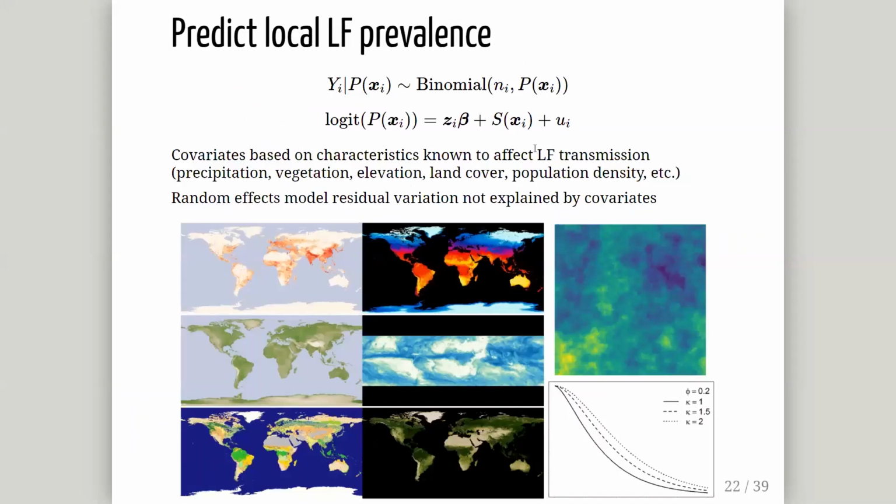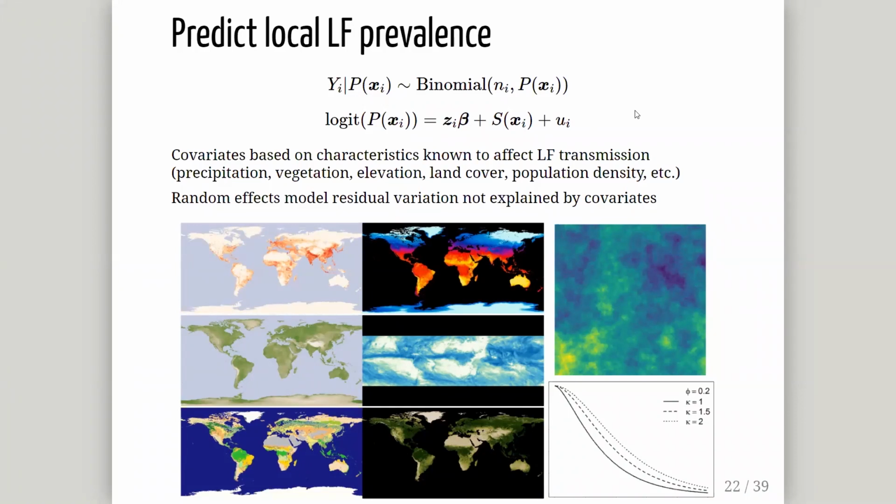And this is the model we use. Conditional on the true prevalence at location x_i, the number of people that tested positive for lymphatic filariasis out of N_i people in the survey follows a binomial distribution with parameters N_i and the prevalence. And then the logit of the prevalence is expressed as a sum of covariates and random effects.